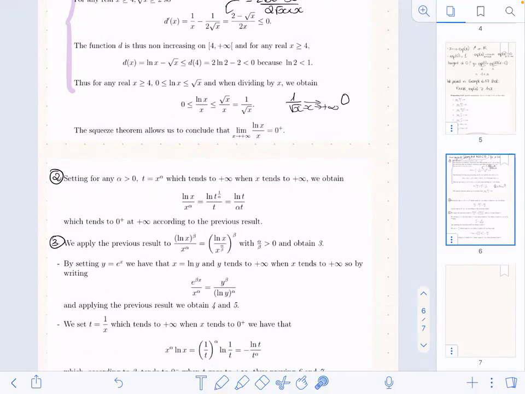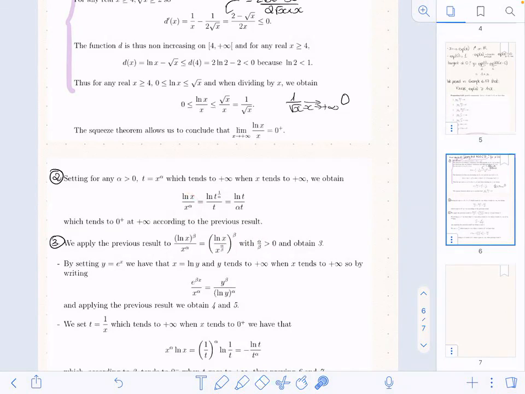Okay, so similarly, that's one extension, and similarly, we can extend it to basically whenever we have powers. So whenever we have logarithm of x to the power beta over x to the power alpha, where alpha and beta are positive, we can basically rewrite it under this form. So that writes as logarithm of x divided by x to the power alpha divided by beta, and all of that is to the power beta. But as soon as alpha divided by beta is positive, the thing that's inside, using the result above, will go to 0, and 0 to the power beta with beta positive still goes to 0.